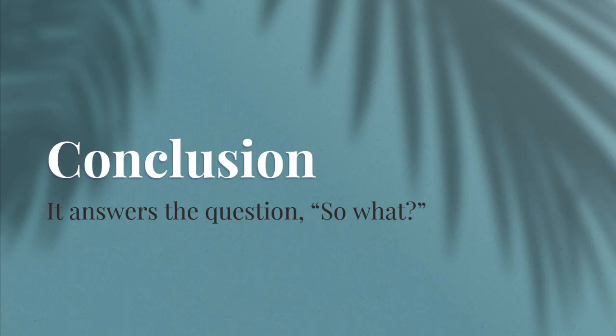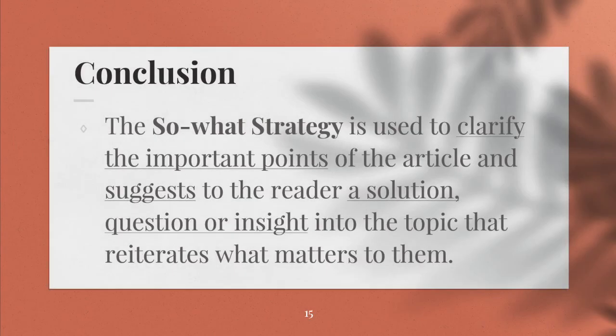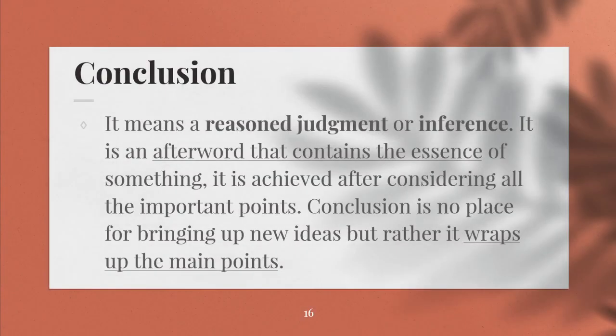Next, conclusion. It answers the question, so what? The so what strategy is used to clarify the important points of the article and suggest to the reader a solution, question, or insight into the topic that reiterates what matters to them. It means a reason, judgment, or inference. It is an afterword that contains the essence of something. It is achieved after considering all the important points. Conclusion is no place for bringing up new ideas, but rather, it wraps up the main points.